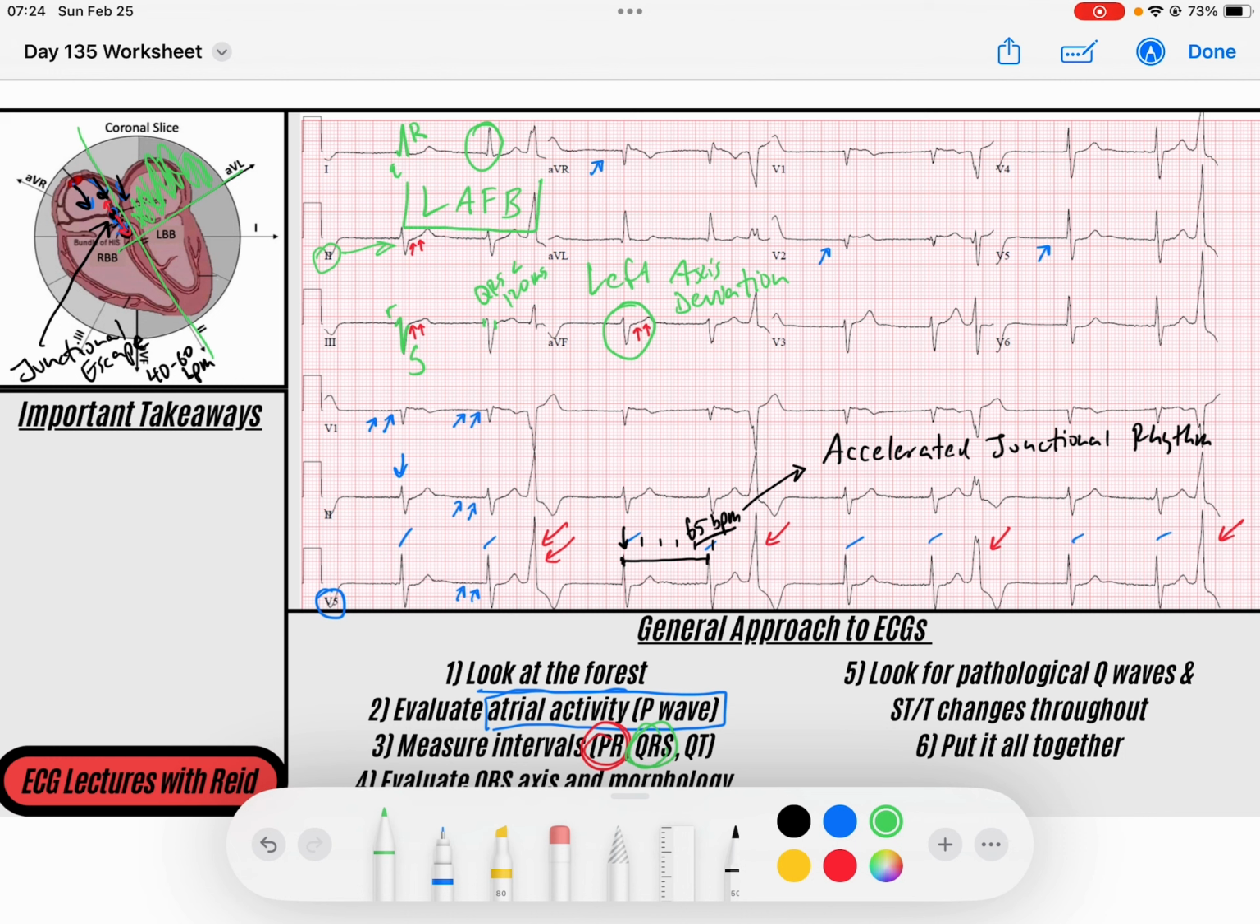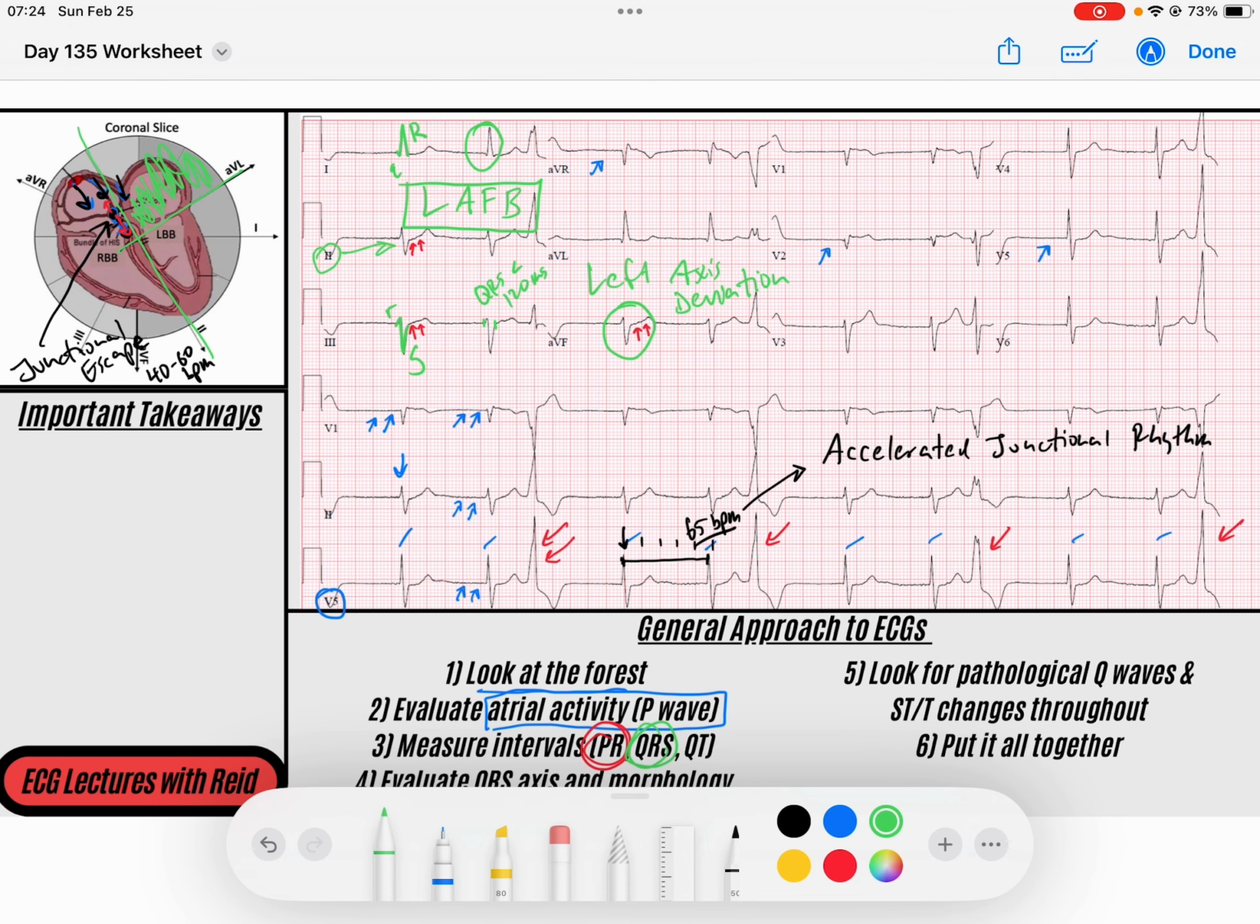The anatomy to the left anterior fascicle being blocked is pretty complex, so if I were you, I'd head over to my lecture curriculum, and towards the end I've got a lecture on left anterior fascicular block, so it'll really be helpful. So we've got a left anterior fascicular block.